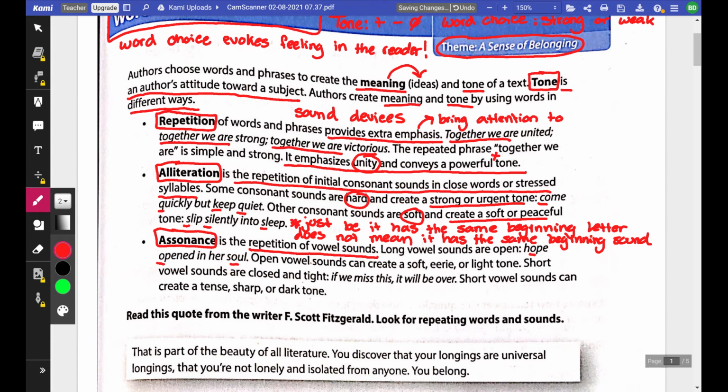Open vowel sounds can create a soft, eerie, or light tone. And this word eerie here means kind of creepy, maybe even a little suspicious, right? Short vowel sounds, on the other hand, are closed and tight. So for example, if we miss this, it will be over. That I sound is our short vowel sound that's being repeated. Short vowel sounds can create a tense or sharp or dark tone.